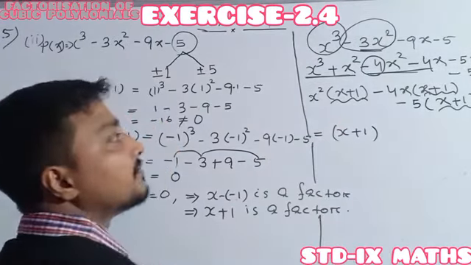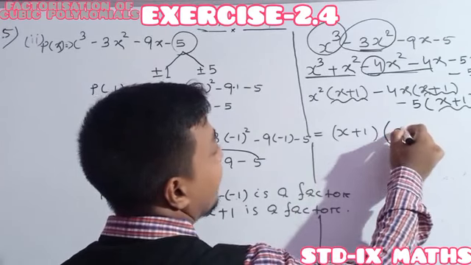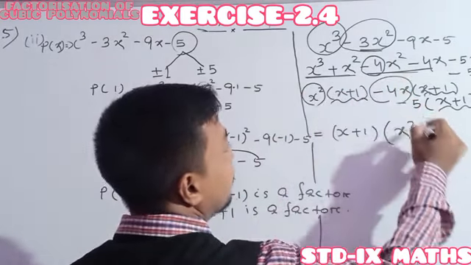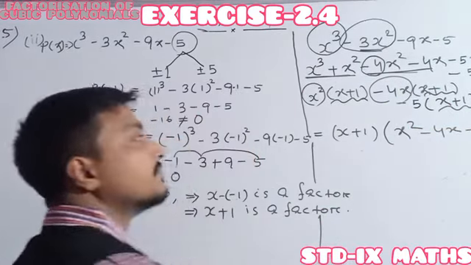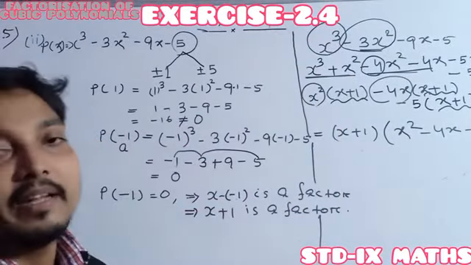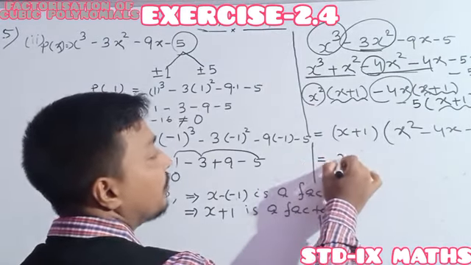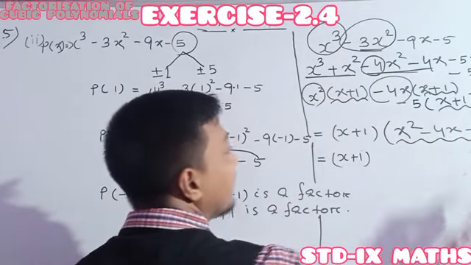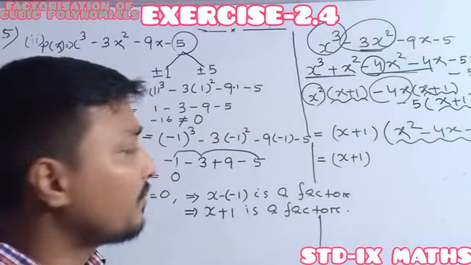Taking the binomial as the common factor, within the bracket the non-common part is x square minus 4x minus 5. Ready? So here it is expressed as the product of one linear and another quadratic. The linear one is already in its irreducible form. Which one do we have to reduce? Only the quadratic one we have to reduce to a product of two linear polynomials.